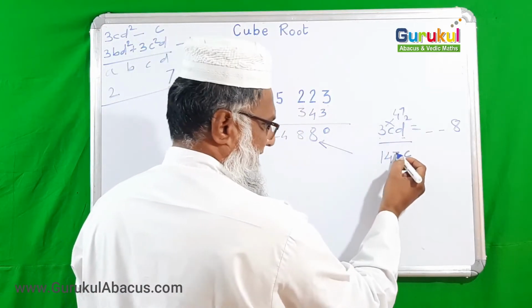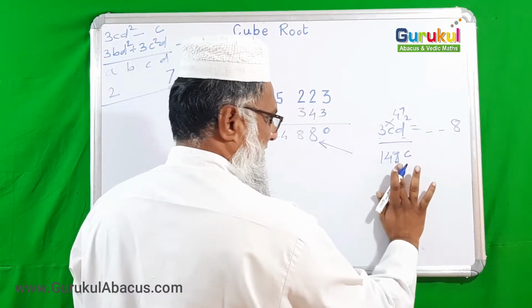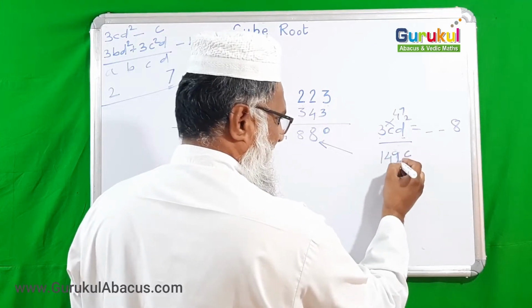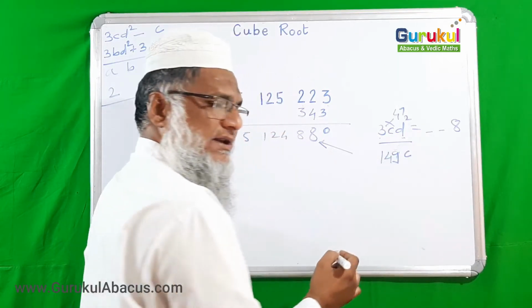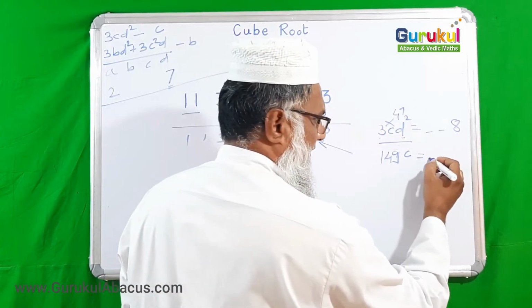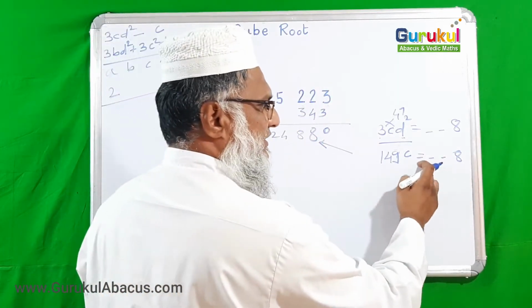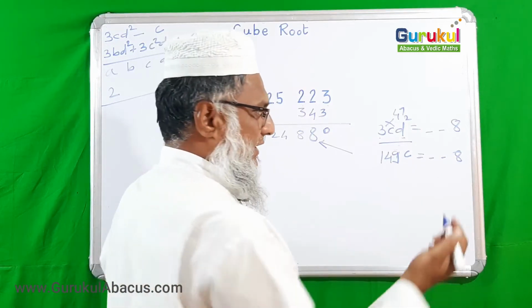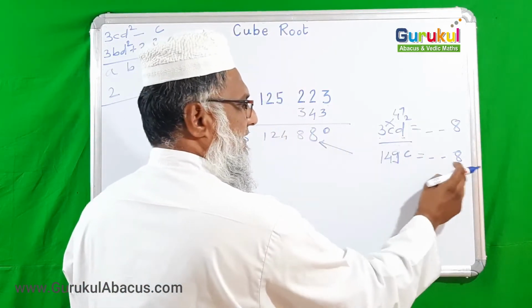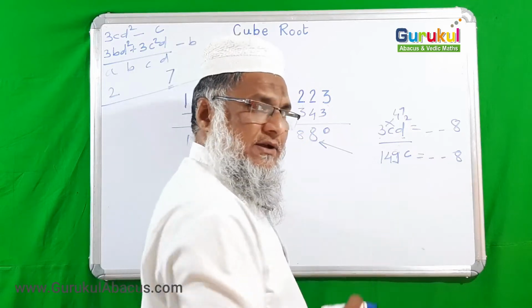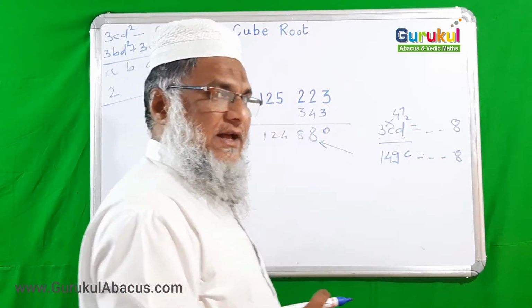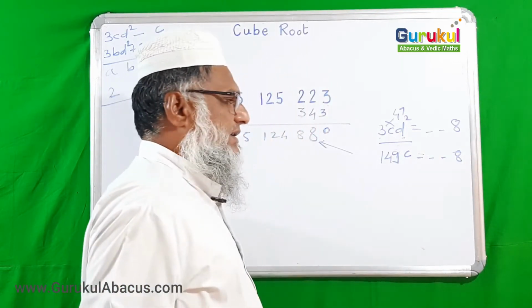49 into 3, 147. A little correction by me. So it is 147 multiplied by C is equal to dash 8. Means here is a specific digit, but we don't know it. But definitely the last digit of this term is 8.